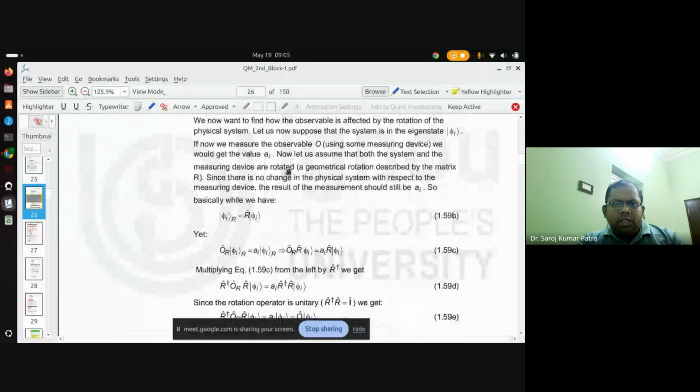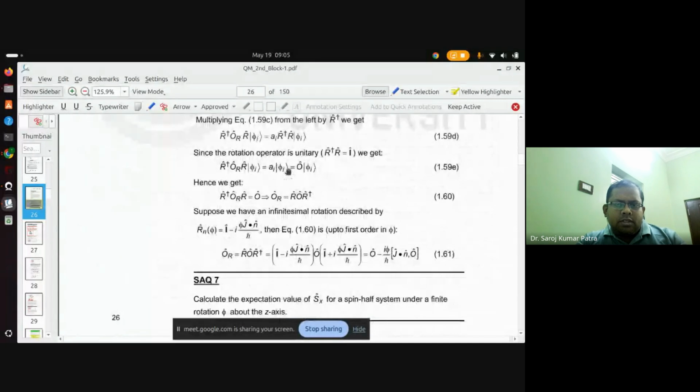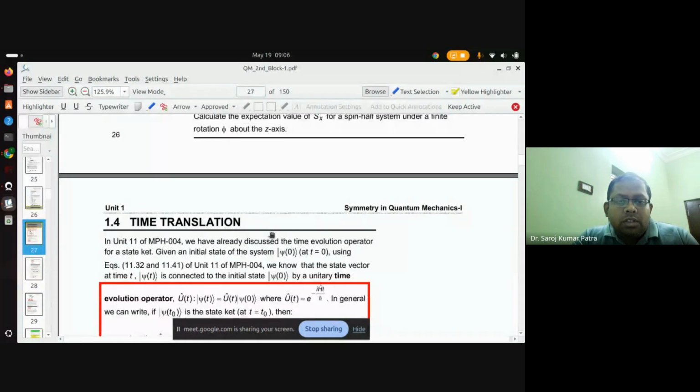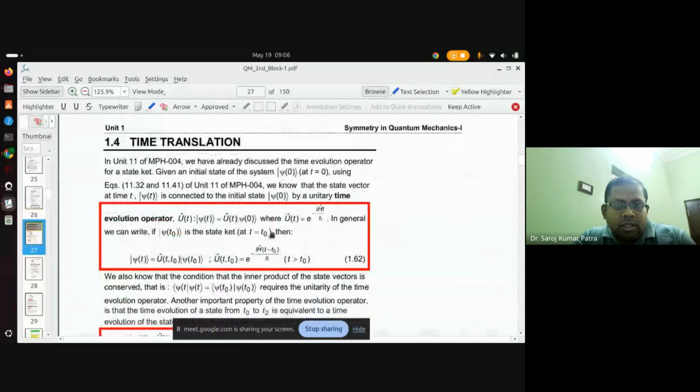So yesterday we discussed what happens when we want to have space translation or a rotation of the system. Then we found that for translation, it is the momentum operator which is a generator, and for rotation, it is the angular momentum. So linear momentum and angular momentum are the generators. Today we'll talk about time translation.